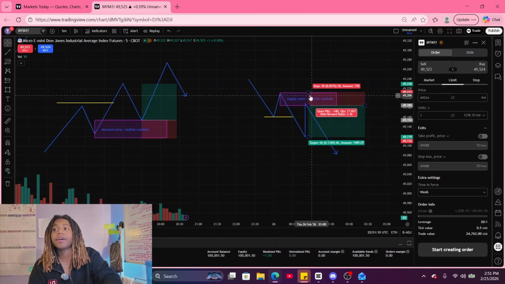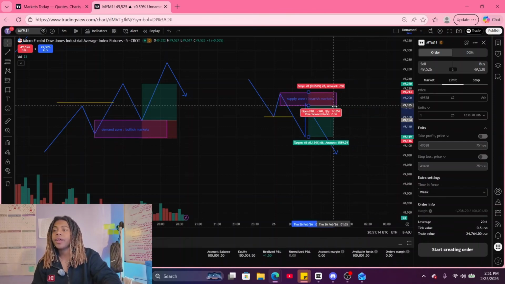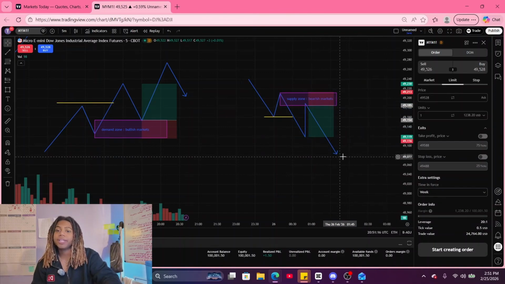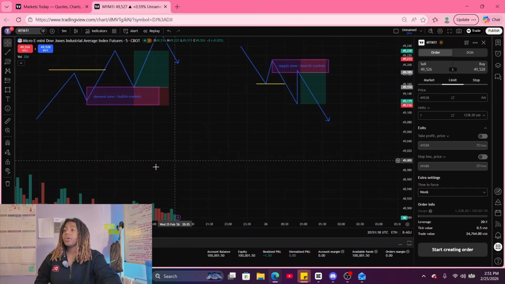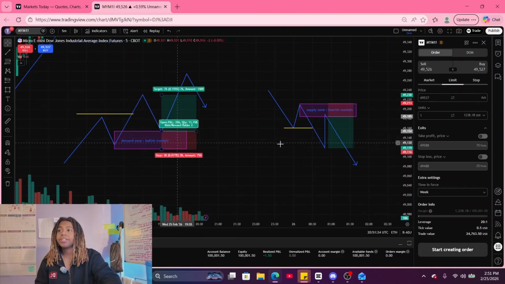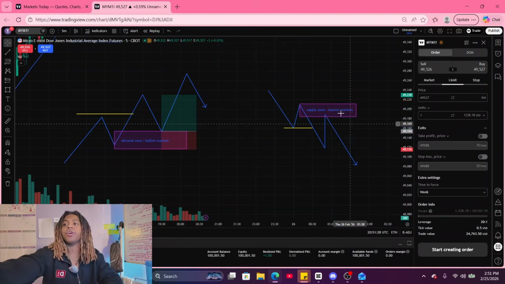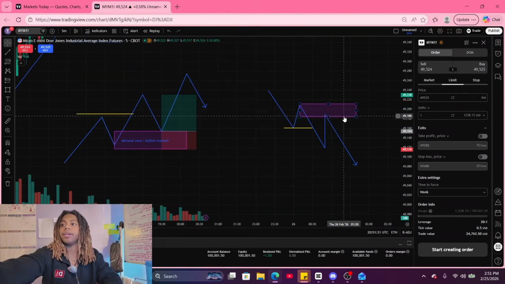So I've got my stop loss above the zone and my take profit at the next low, the most previous low. And what happened? Price went down and smashed it. So this is my supply and demand bread and butter. But I do not draw my demand zone or my supply zone if I do not get a break of structure. So we're going to delete this really quick.